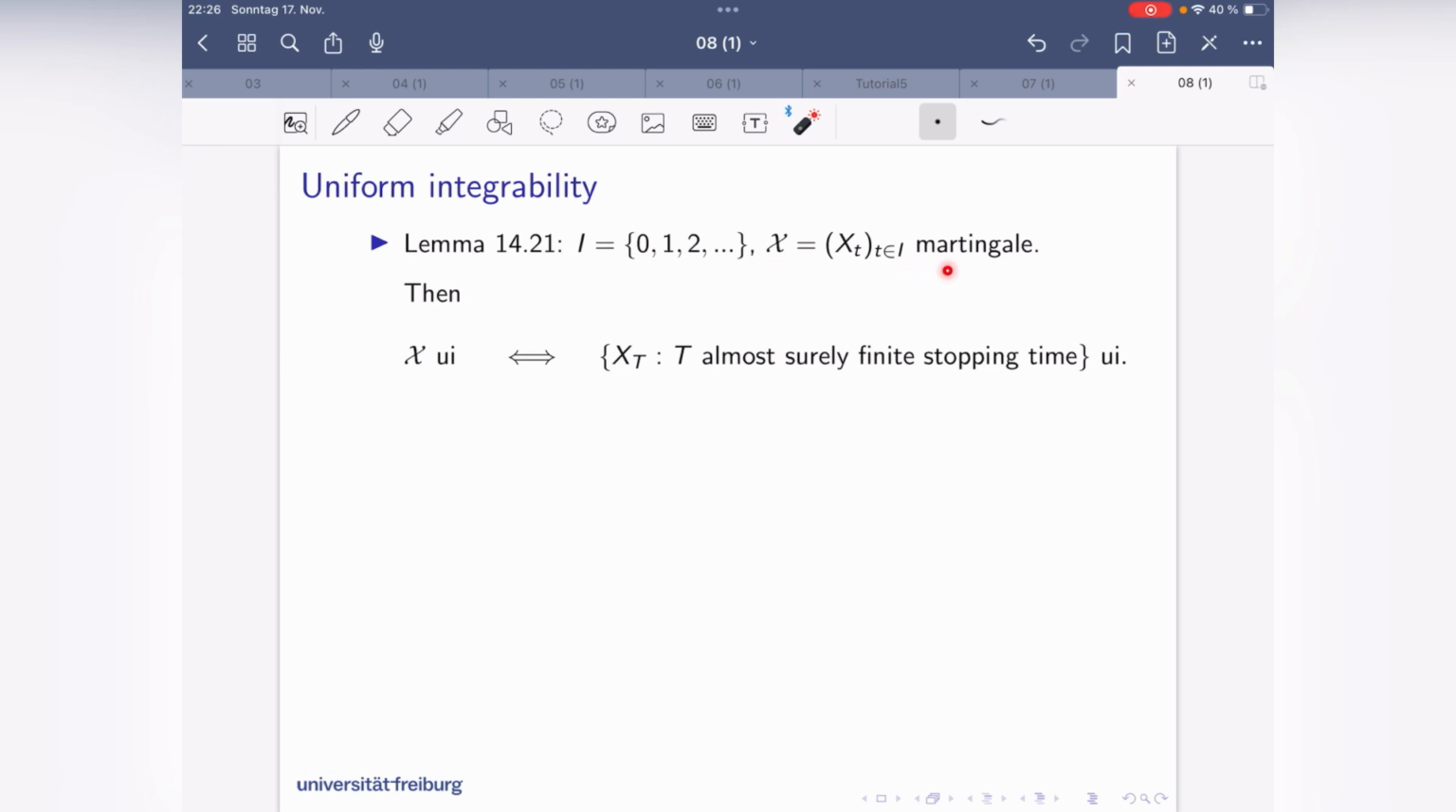So if X is a martingale, it's uniformly integrable if and only if its stopped version, so X at a random time, that's a huge family, actually, because you can plug in here any almost surely finite stopping time, this huge family here is uniformly integrable. So from right to left, that's easy because all fixed times are of course almost surely finite stopping times. They're all within this set here, and if they're uniformly integrable, the left-hand side is also uniformly integrable, so that's okay. The interesting part is from left to right.